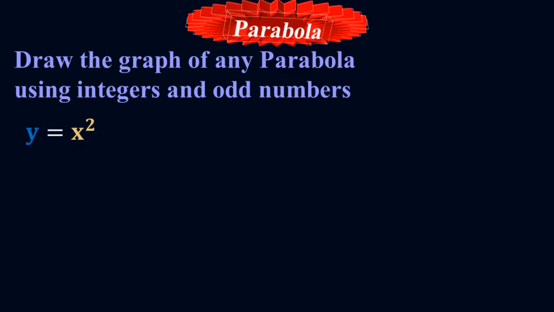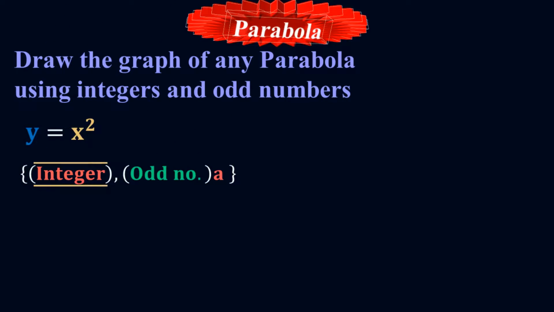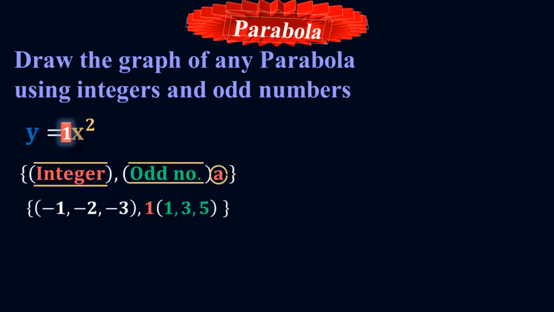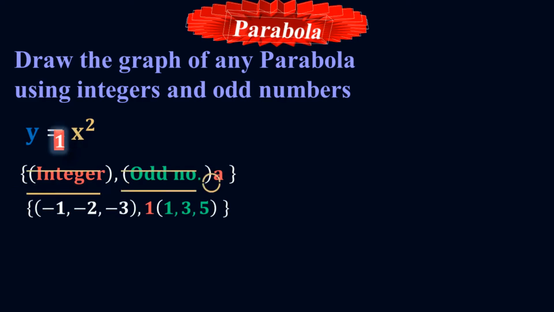So the method is in this form. I'm going to put integers, comma, odd numbers into A. These are integers and these are odd numbers. Here is my A, which is +1. Let me put integers, odd numbers, and A. Suppose I have -1, -2, -3. A is 1 and odd numbers are 1, 3, 5.